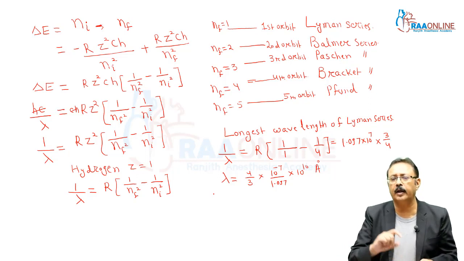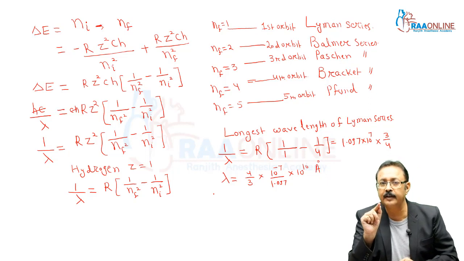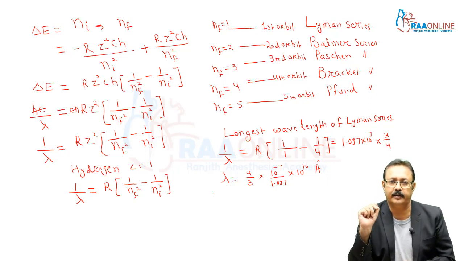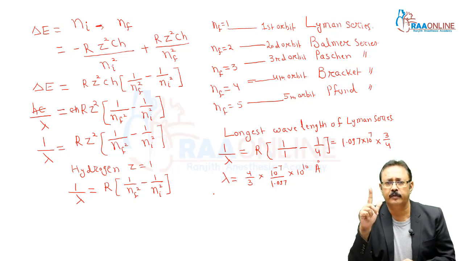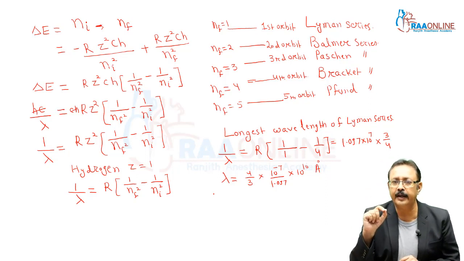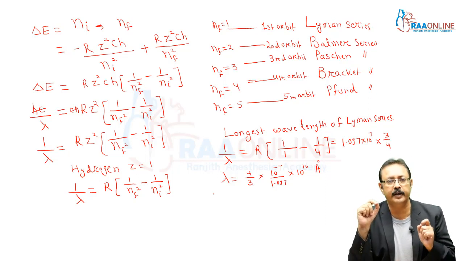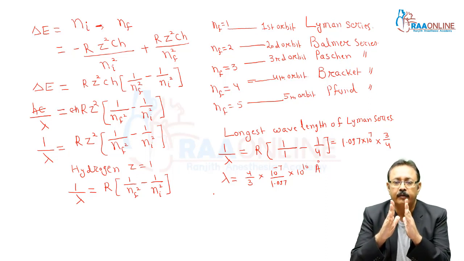Similarly, if you want to calculate the shortest wavelength, it is related to the highest energy. It means the electron is coming from the farthest orbit. Farthest orbit means coming from infinity. So Ni is infinity and something upon infinity is 0. In this way you can calculate wavelengths.